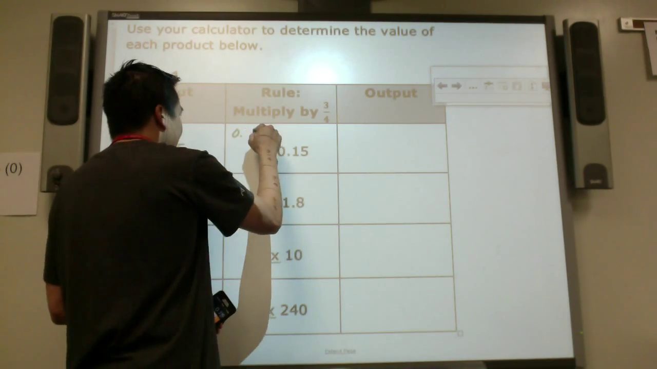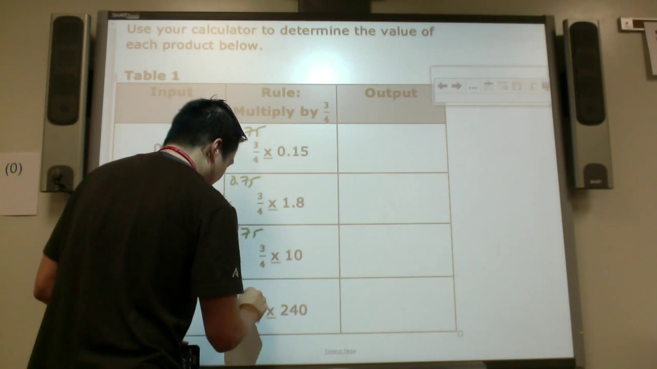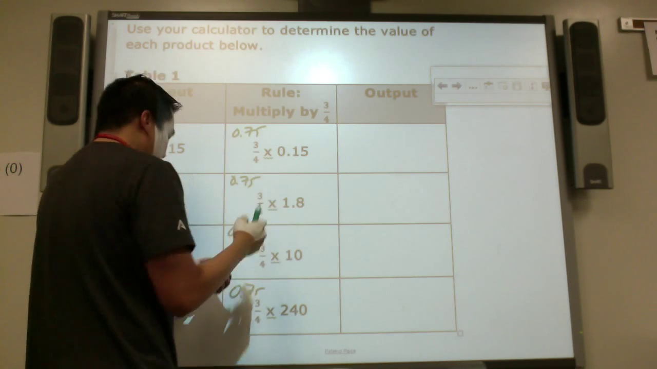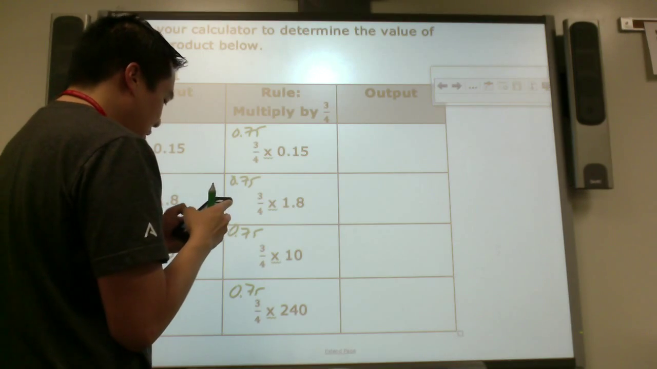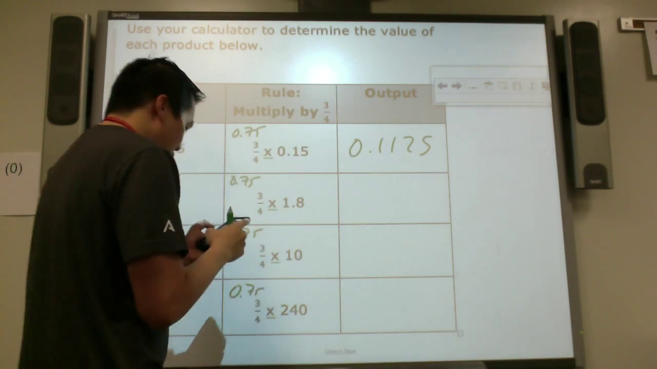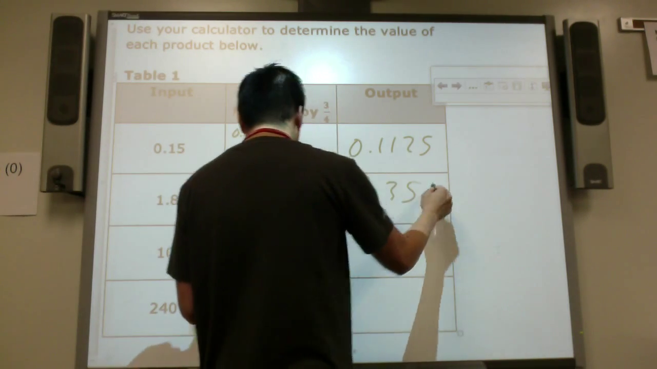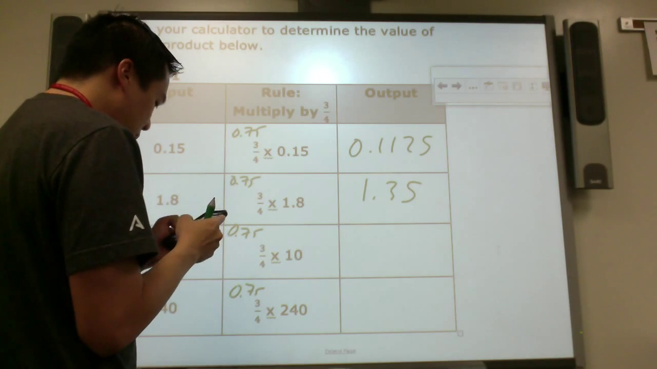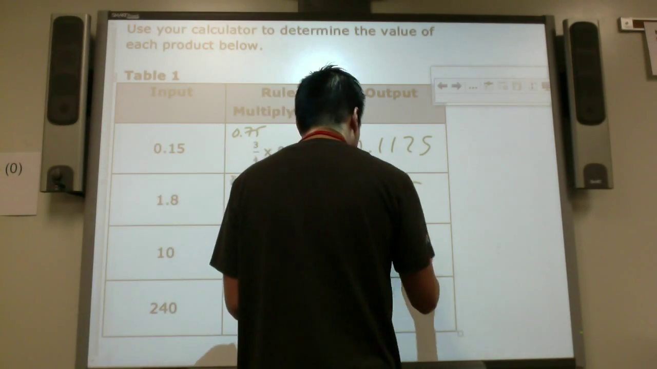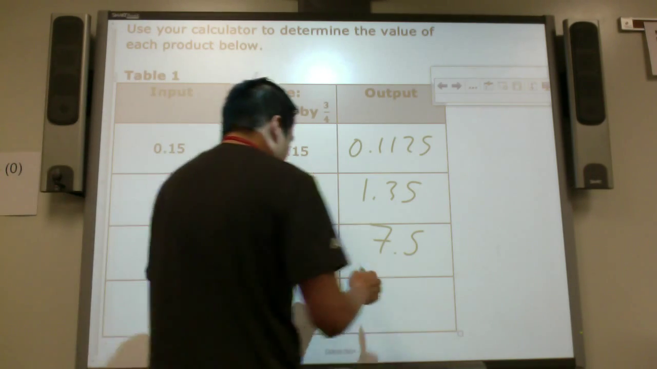So I'm going to multiply each one by 75 hundredths. If you multiply 75 hundredths by 15 hundredths, you get a really small number. If you multiply 75 hundredths by 1 and 8 tenths, you get 1 and 35 hundredths. If you multiply 75 hundredths by 10, you will get 7 and 5 tenths. And you multiply 75 hundredths by 240, you will get 180.